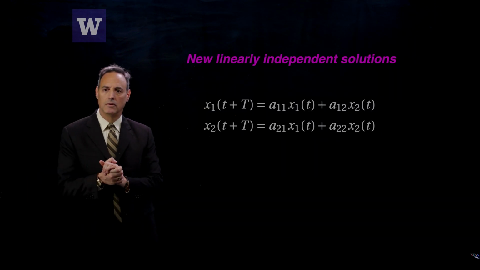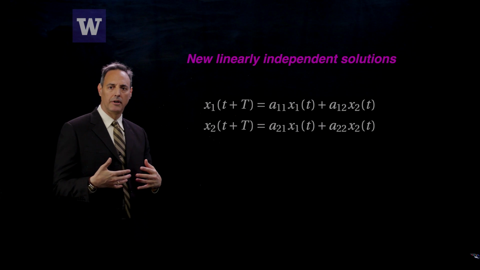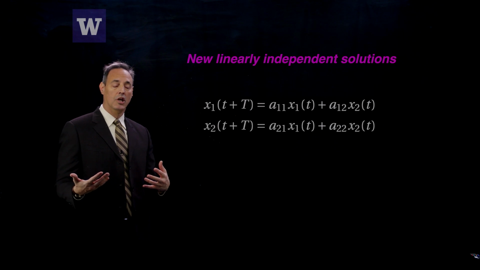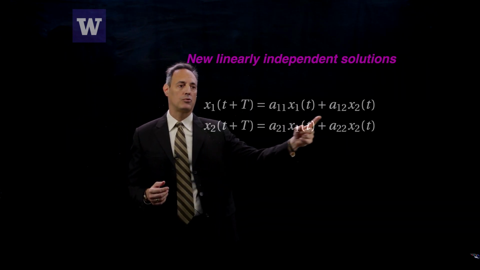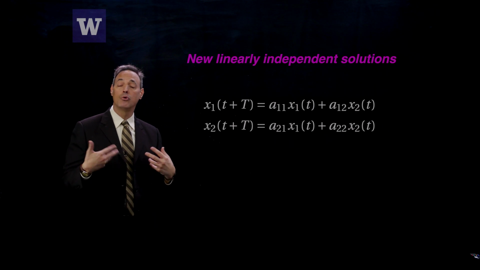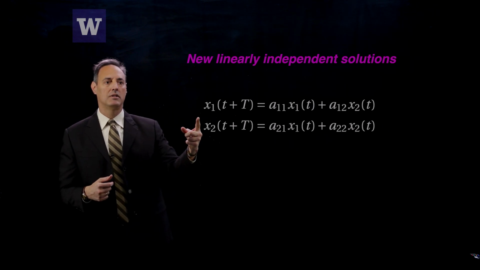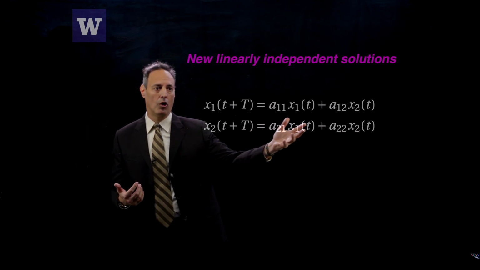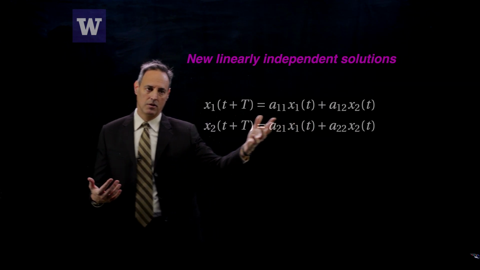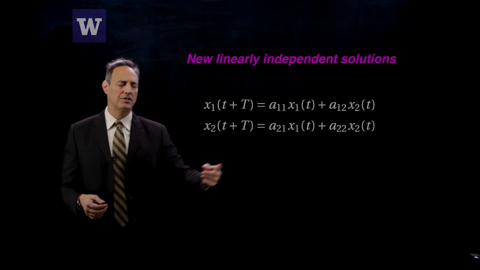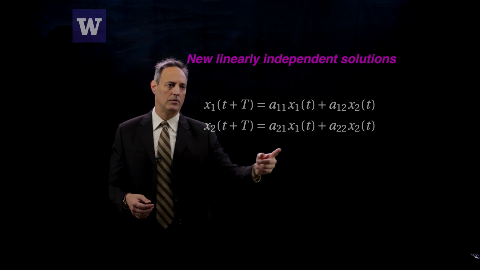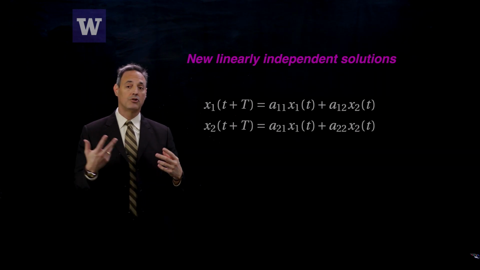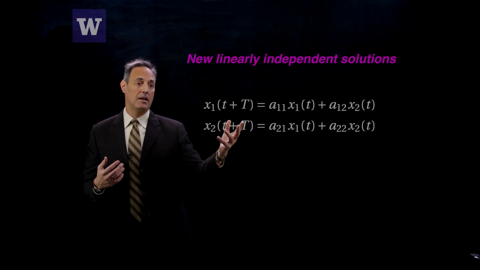In particular, I'm going to develop this theory around generating two new linearly independent solutions. Remember, I started off with two linearly independent solutions, x1 and x2. And I'm going to define two new linearly independent solutions, x1(t + T) and x2(t + T). There's some linear transformation that takes me from my old linearly independent solutions to my new ones, so there's some coefficients a11, a12, a21, a22. Remember, there's only two linearly independent solutions, but I can modify them in this way.